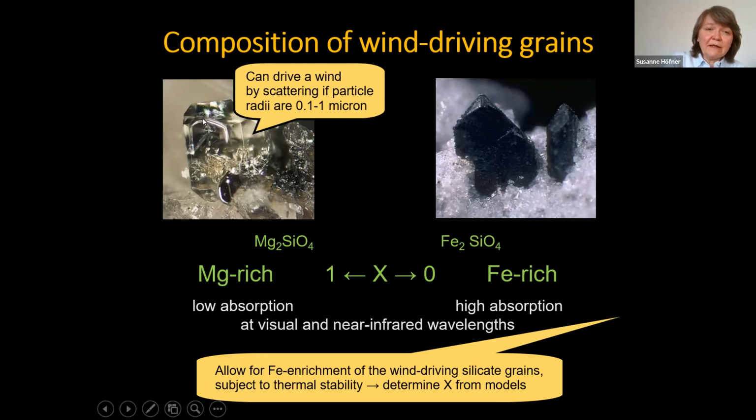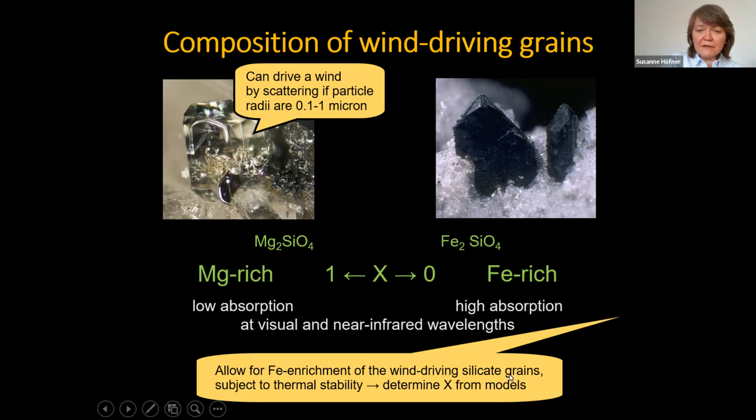I should also say that to drive a wind with basically transparent grains means that you have to do it by scattering instead of absorption. And that means you have to have the right particle sizes. For an AGB star with the stellar flux peaking somewhere around 1 to 2 microns, that means the grains should be somewhere in the range between 0.1 and 1 micron in radius.